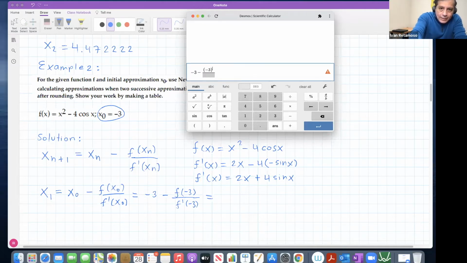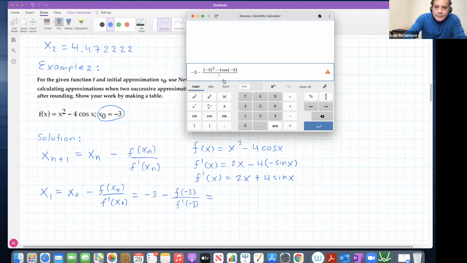Negative 3 squared minus 4 times the cosine of negative 3, right? Don't forget to work in radians, click in radians here. Yeah, very good. That's the numerator.